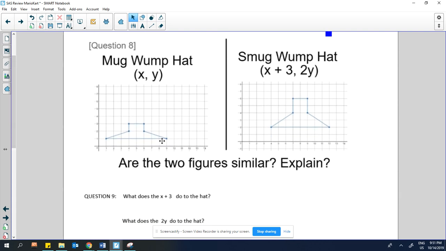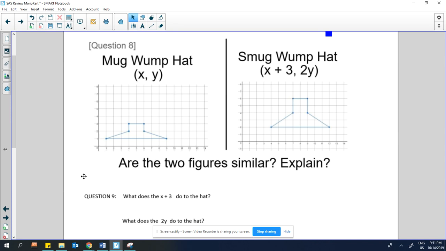So here's the original mugwump hat, (x, y), and then I did (x plus 3, 2y). So I added 3 to all the x coordinates, and then I did 2 times y. Are the two figures similar? Explain. Okay, so you should notice that this figure and this figure do not look the same. This is stretched more vertically than it is horizontally.